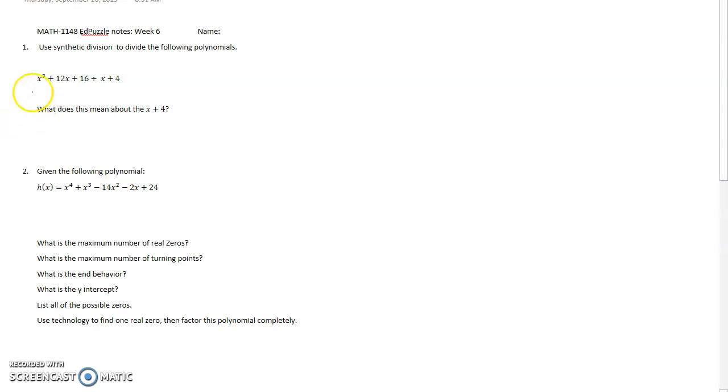So, you can see I have two polynomials. We have x cubed plus 12x plus 16, and then we have the polynomial, which is a linear one, x plus 4. What we're going to do is we're going to take our first polynomial. So our first polynomial is called the dividend. And the second polynomial is called the divisor.